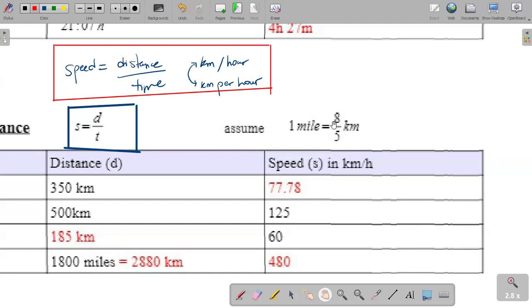Anybody? What does 8/5 mean? Remember, 8/5 just means 8 divided by 5. So somebody put 8 divided by 5 in your calculator and tell me what I mean. So that we know 1 mile is equal to a decimal. What is that decimal? 1.6 kilometers. So copy that down as well.